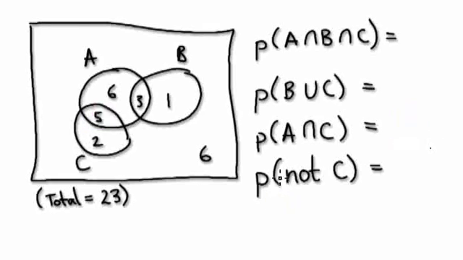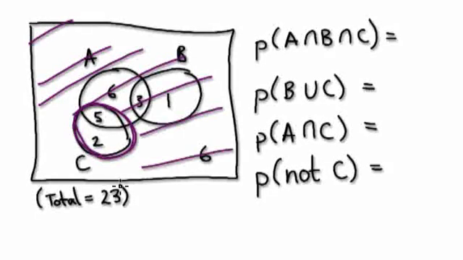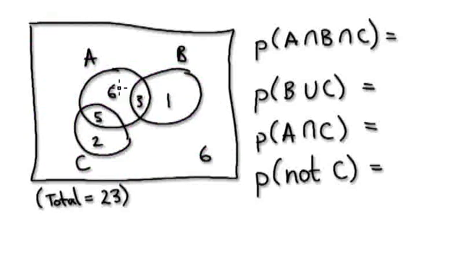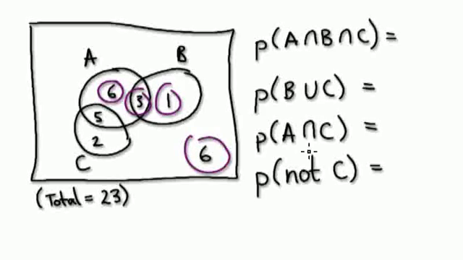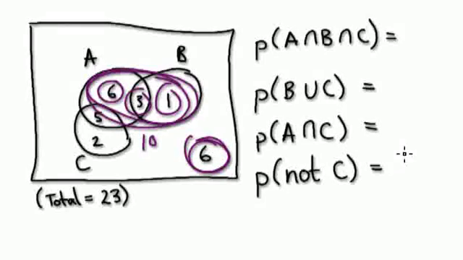Okay, and not C. Well, anything in C here is good, but you're interested in not C, so everything outside of C. So it would be this, this, this, and this. Anything outside of C. So merge these 3 together, that would be 10, and then plus 6 here, so that would be 16. So it would be 16 out of 23. Okay. I will give you some more practice in the next video.